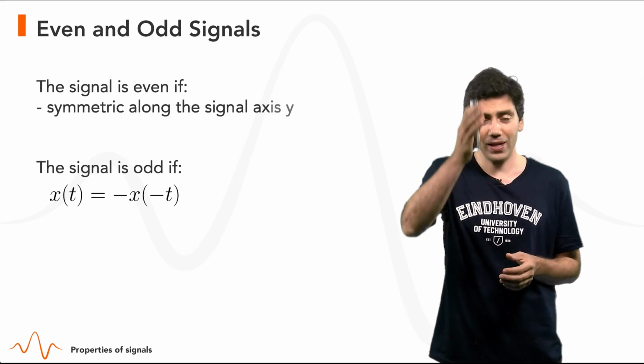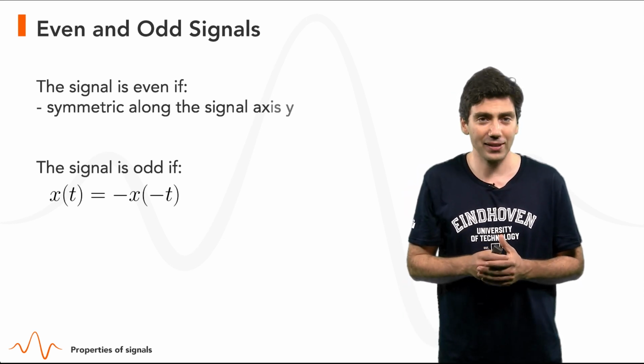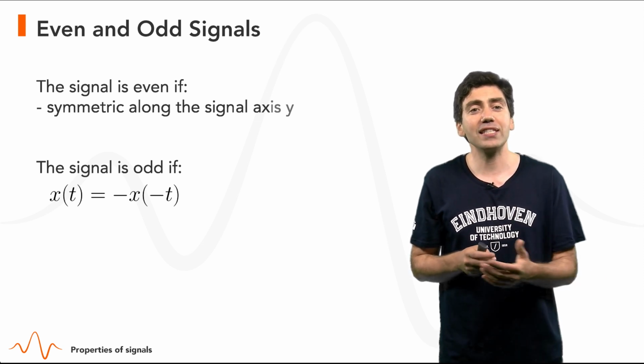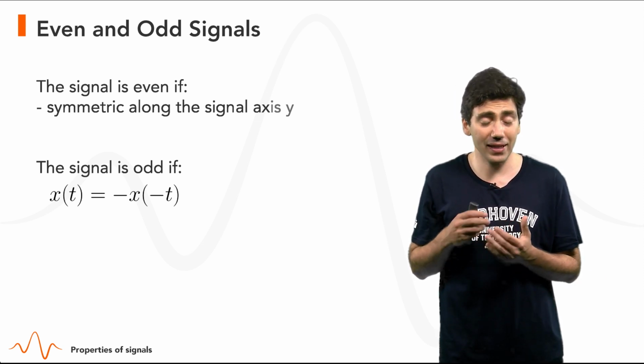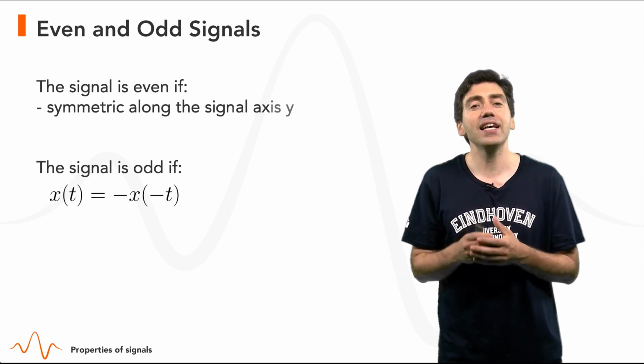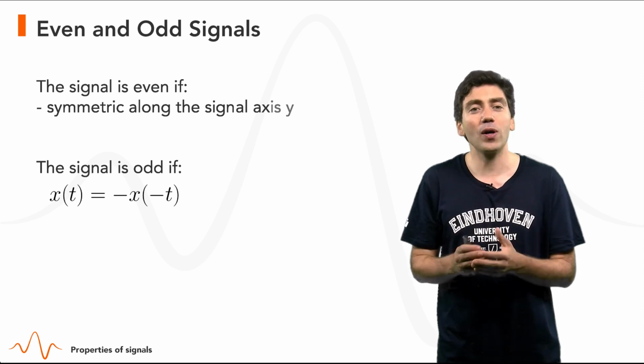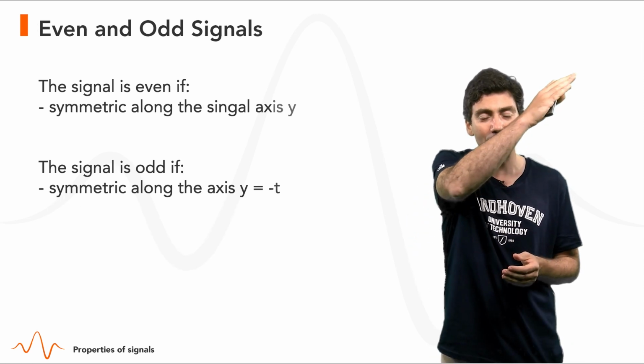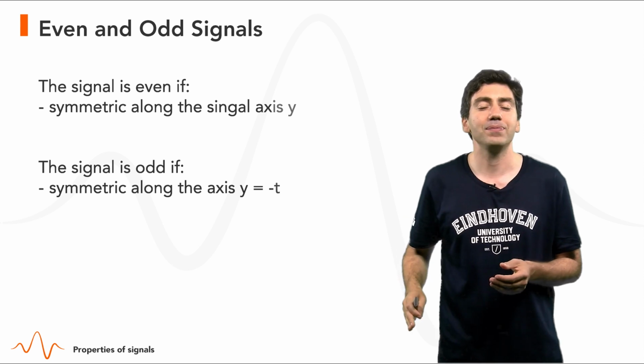Even means that it is symmetric along the signal axis. If the signal axis is y and the independent axis is t, it is odd if it's symmetric along the axis y equals minus t.